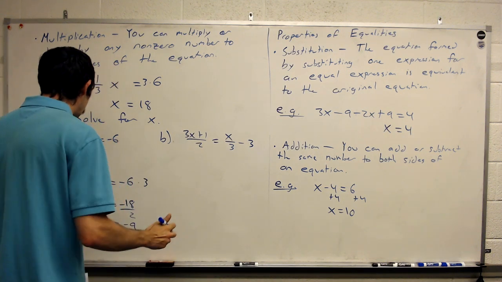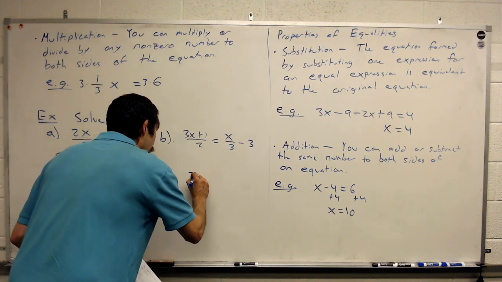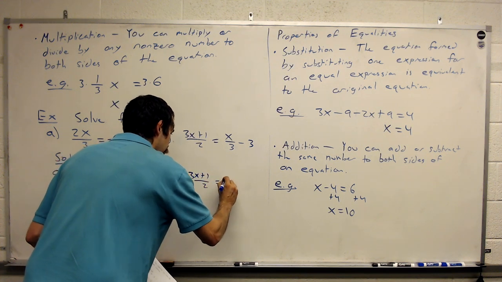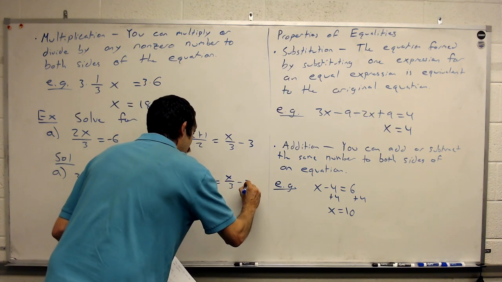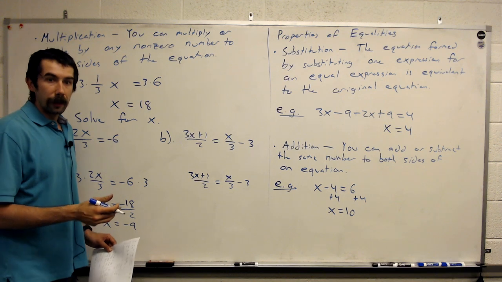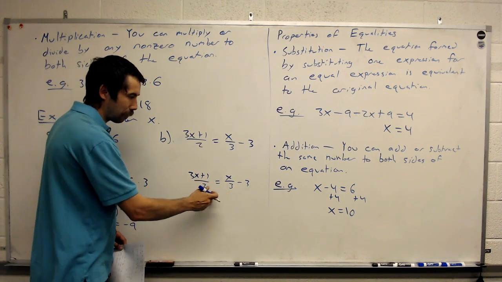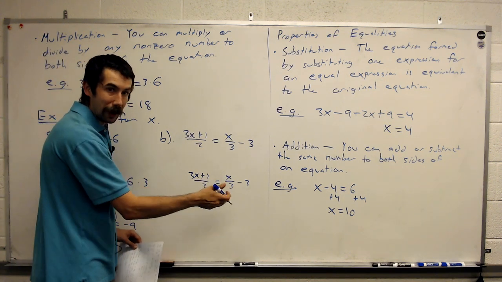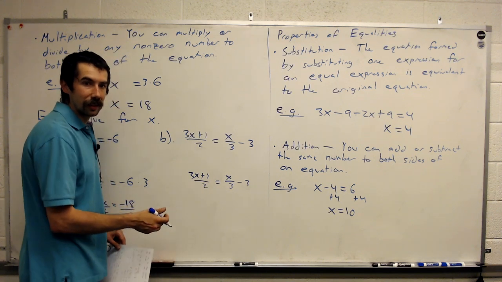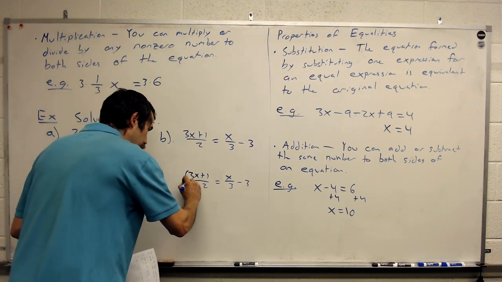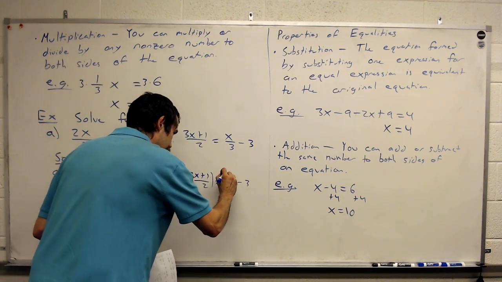And now with this next one, we have 3x plus 1 over 2 equals x over 3 minus 3. I'm going to multiply both sides of this equation by not 2 or 3, but actually 2 times 3, 6. And that's going to get rid of all the denominators.